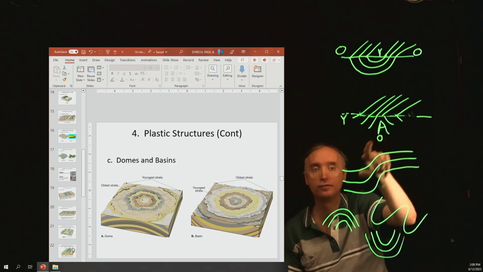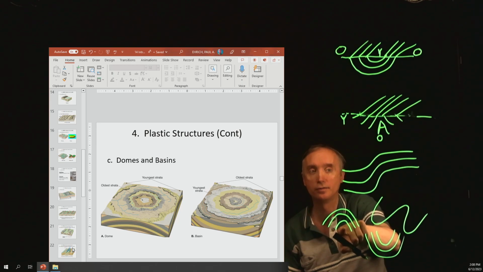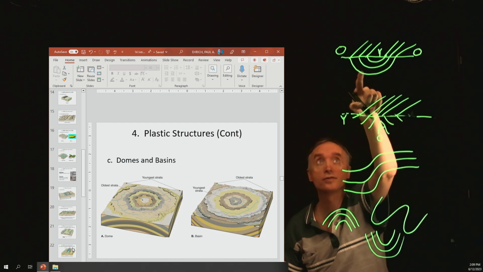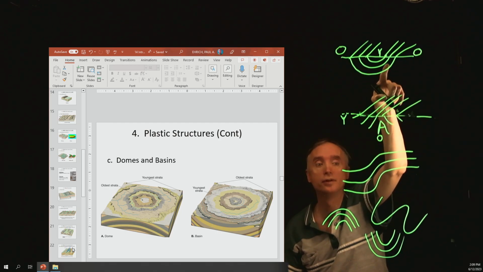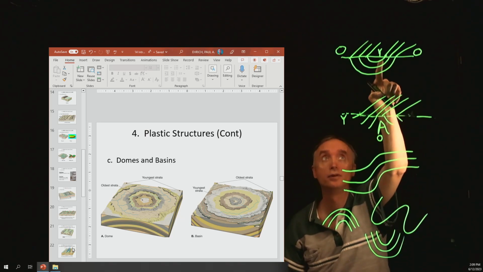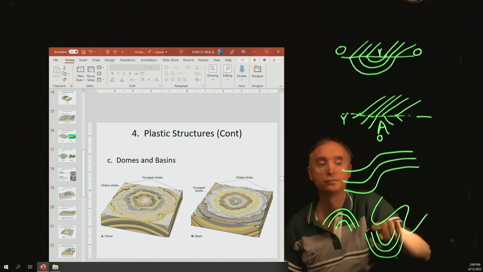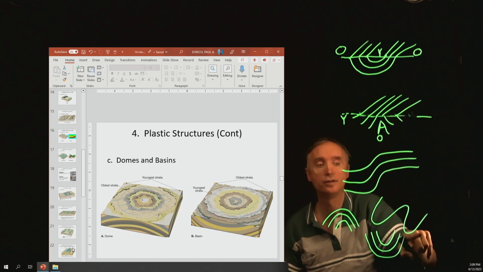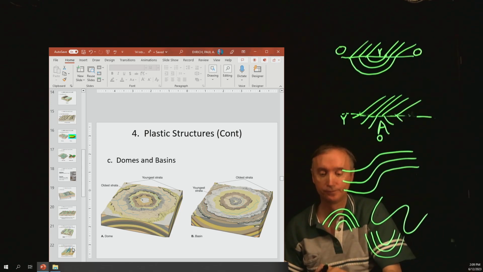So if you have a dome, it's the same thing. The oldest rocks will be in the middle. The youngest rocks will be on the outside. Over here, this one was the syncline. This one here was the basin. It's the same thing. Youngest rocks in the middle, oldest rocks on the outside of it.